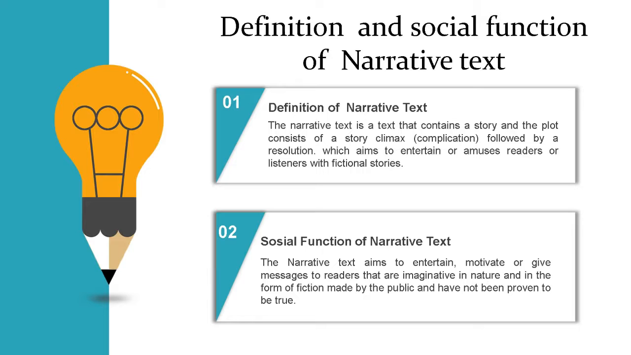The first is definition. The narrative text is the text that contains a story, and the plot consists of a story climax or complication followed by resolution, which aims to entertain or amuse readers or listeners with fictional stories. Secondly, the social function of narrative text is to entertain, motivate, or give a message to the reader, that are imaginative in nature and in the form of fiction made by the public and have not been proven to be true.